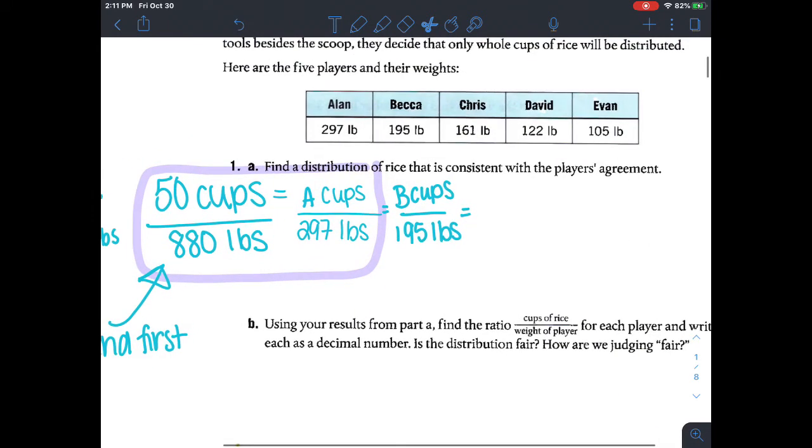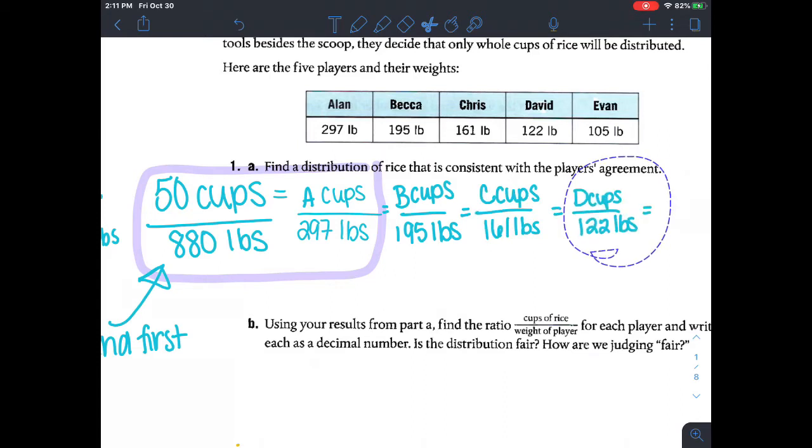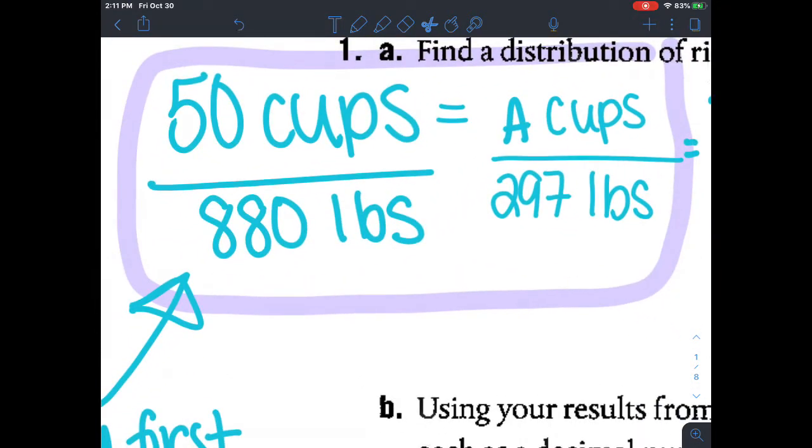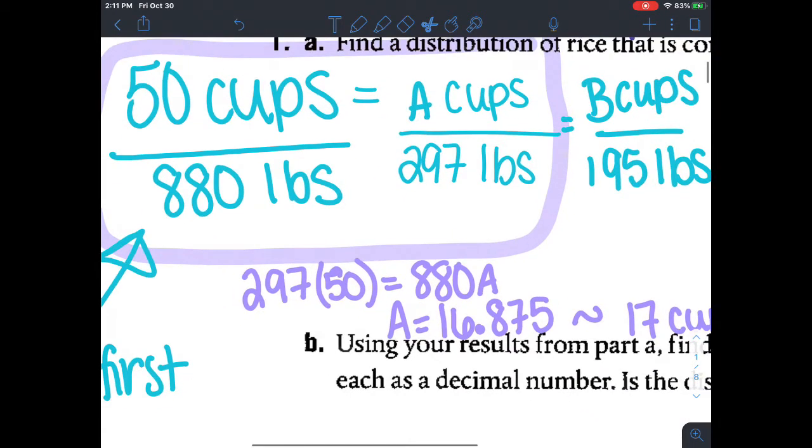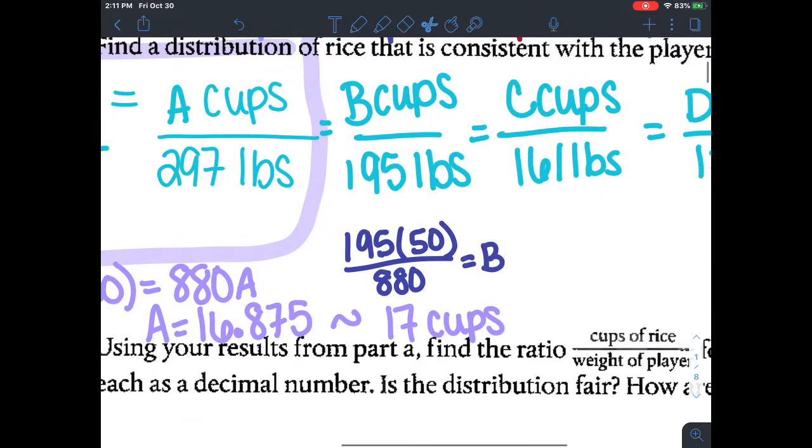So we'll find that first, and then I'll do that same thing for Becca, for Chris, for David, and for Evan. For this first one, I'm going to cross multiply the 50 times the 297 equals 880A. So we cross multiplied, and Alan should receive 6.875 cups of rice, but since they only have full cups, let's round Alan to 17 cups. So Alan is receiving 17 cups.